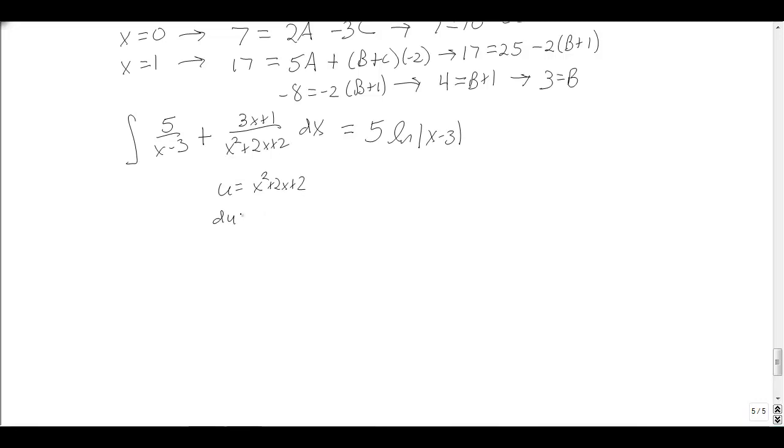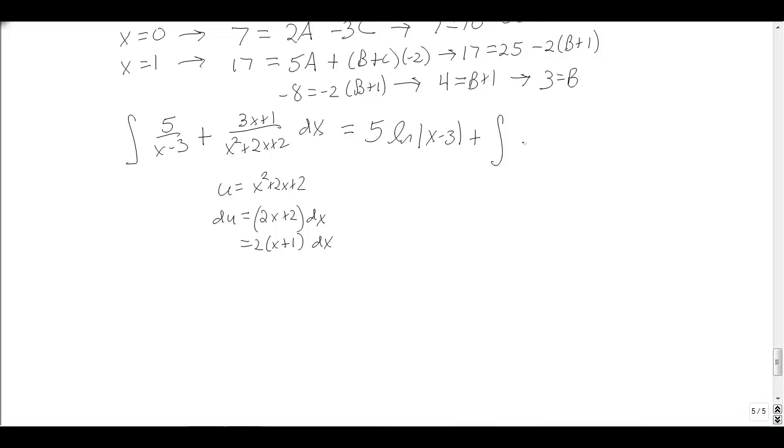And then du, I hope, is just the derivative of this, or some multiple of it, which I get 2x plus 2 dx here. But that's not the case here. I have a 3x plus 1. So what I'm going to do is rewrite this to make it look right. Let's rewrite our 2 times x plus 2, factor out the 2: 2 times x plus 1 dx.